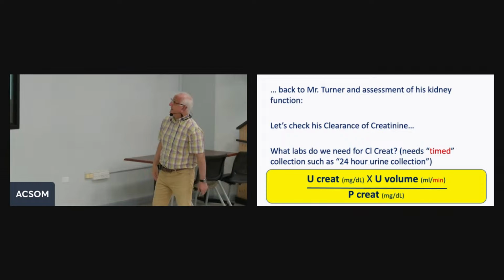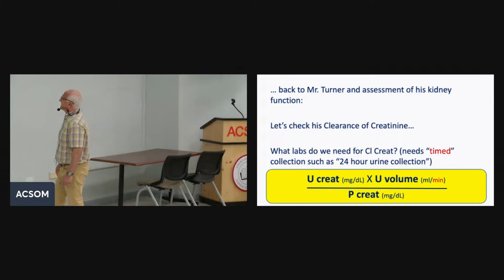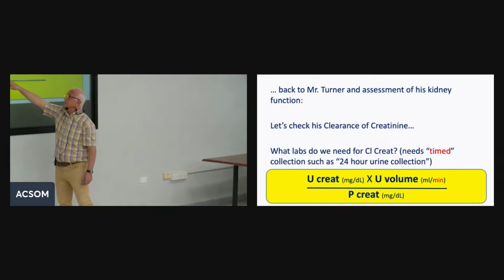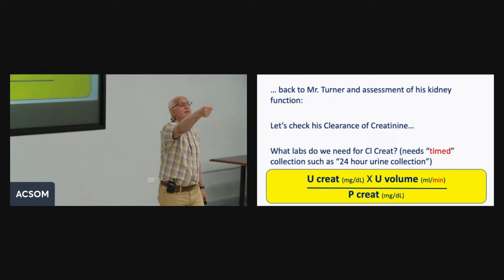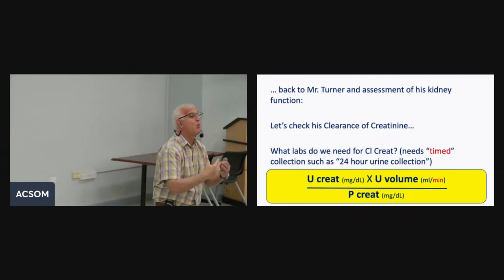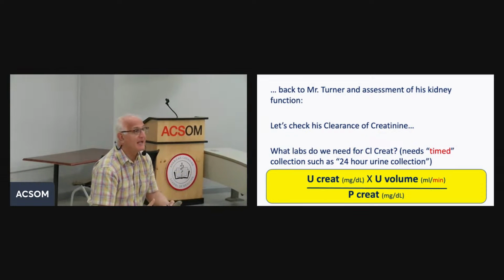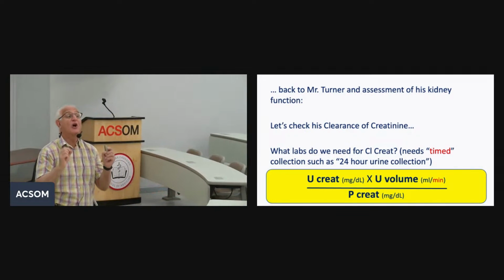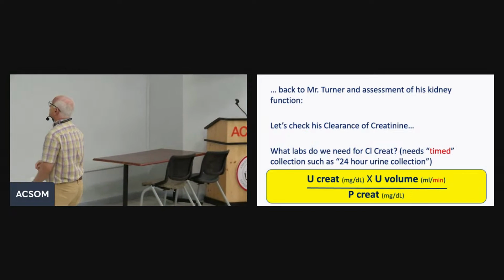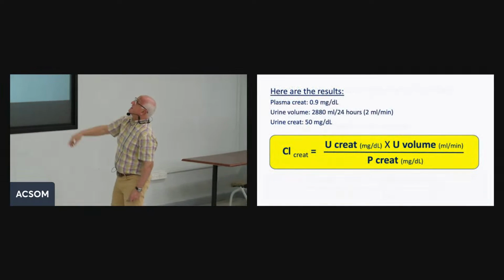So what labs do we need? Remember, it is a timed thing because it is the urine volume per 24 hours. Just make sure you don't say, oh, his urine volume is 1200. 1200 in what unit? In half a day, in 5 days, in a week, in 3 days. Does that make sense? It's a timed volume. Keep that in mind. I put it in. Okay. Here are his results.